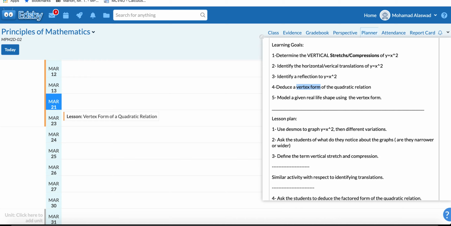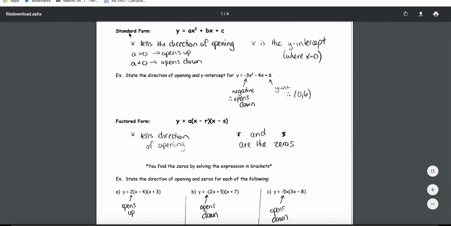So far, we have learned two forms of quadratic relations. Standard form, ax squared plus bx plus c. It is good to tell us the direction of the opening. So if a is greater than 0, that's a positive number, then it opens up. If a is less than 0, that's a negative number, it opens down. C, however, tells us about the y-intercept. So just by looking at the equation, I know those details.